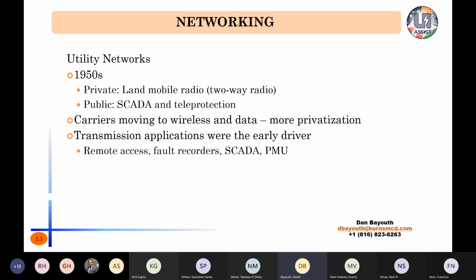I need remote access to the site. I need to get fault recorder data. I have SCADA, teleprotection, and phasor measurement units have been becoming more popular. They're not mission critical, I wouldn't say today for many utilities, but these are more and more data I need to get out of the transmission system.